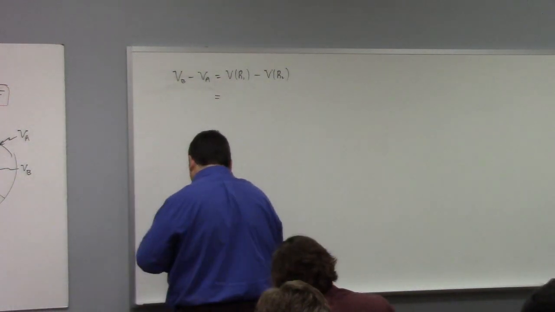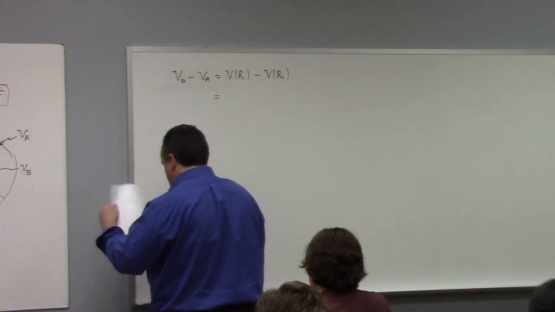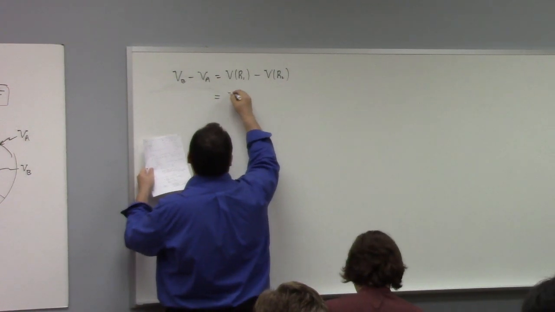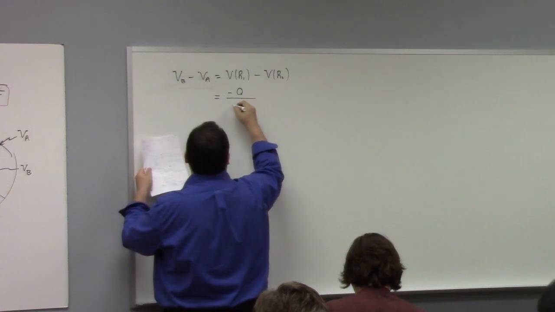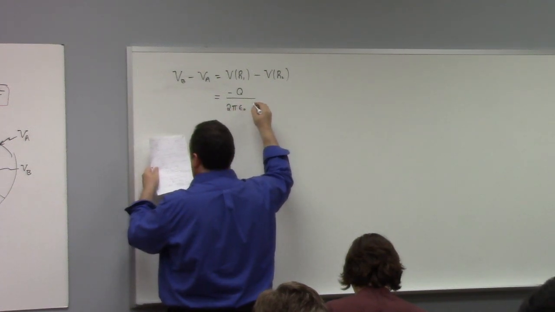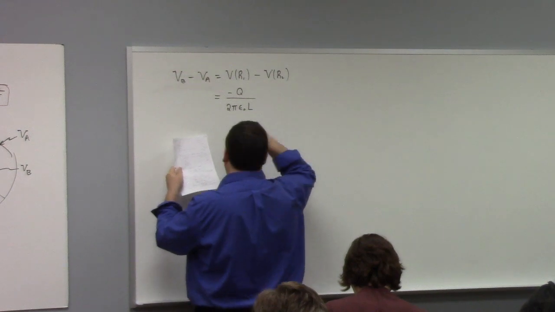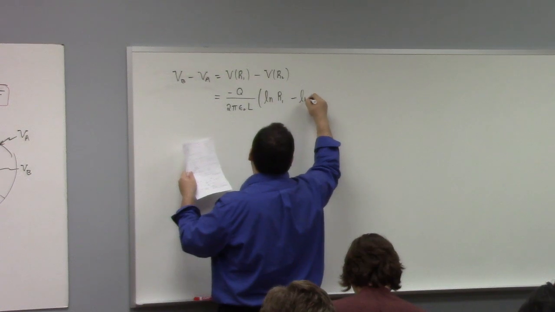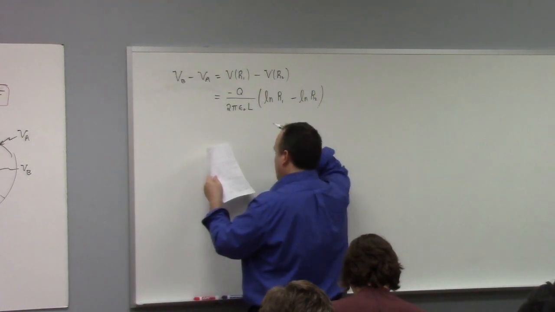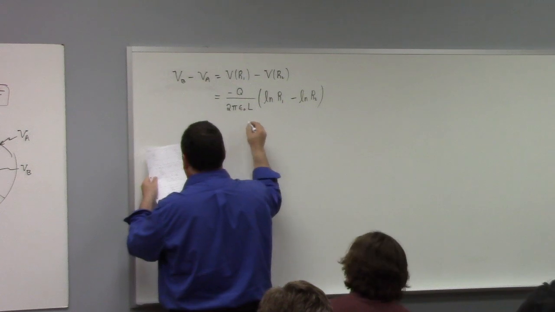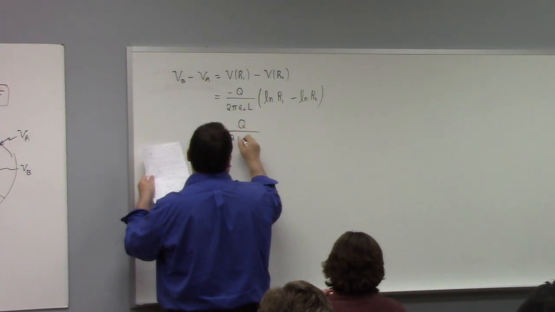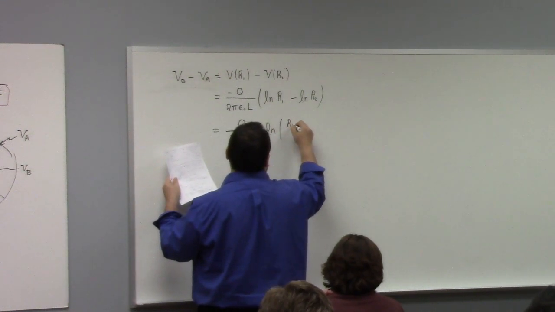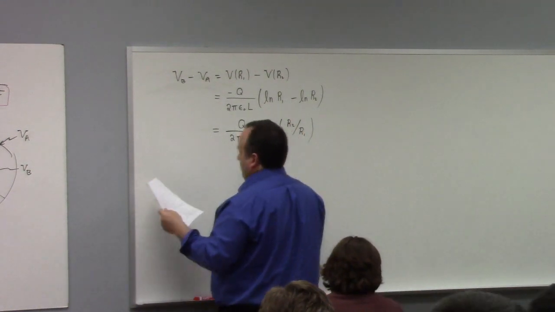And we worked it out. We got a natural log involved here. What we had was minus Q over 2 pi epsilon naught L times the natural log of R1 minus the natural log of R2, which works out to Q over 2 pi epsilon naught L times the log of R2 divided by R1, right?